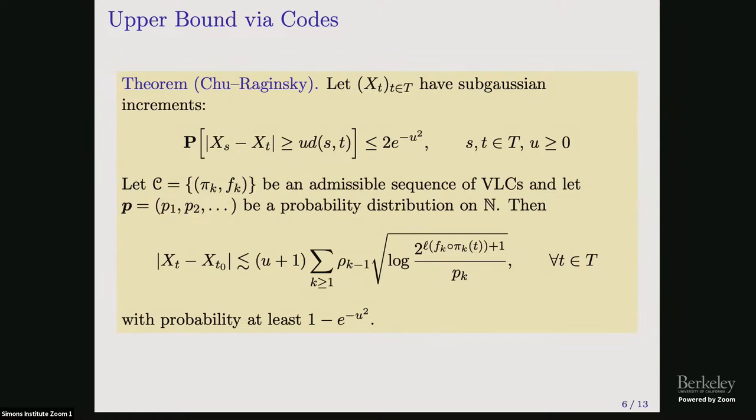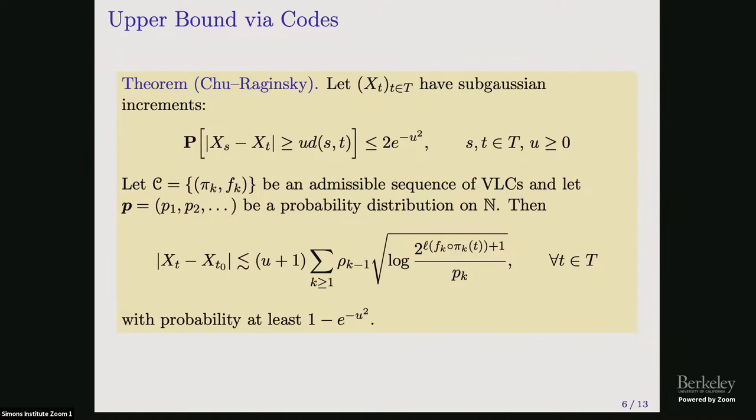And then with high probability, the difference between XT and XT naught, again, this is just needed for the chaining argument to go through, is upper bounded by the following sum. So you sum over all your levels. And then rho k minus one, of course, is the distortion at level k minus one. And you can think about this, this log is natural log. This is the code length plus another log of one over pk, which in the theorem is needed for the union bound to go through.